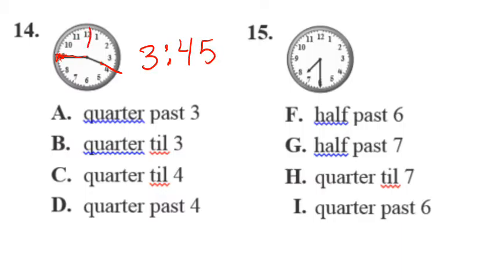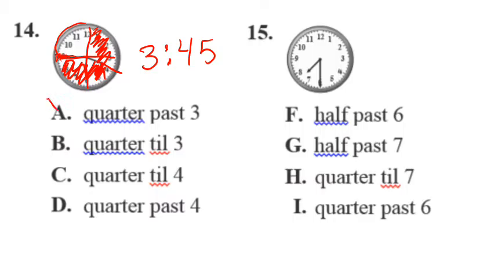If I look at this clock and cut it into fourths, I see that the minute hand has gone all the way through 3/4 of the clock. I only have 1/4 to go. Therefore, I have 1/4 till 4 o'clock.